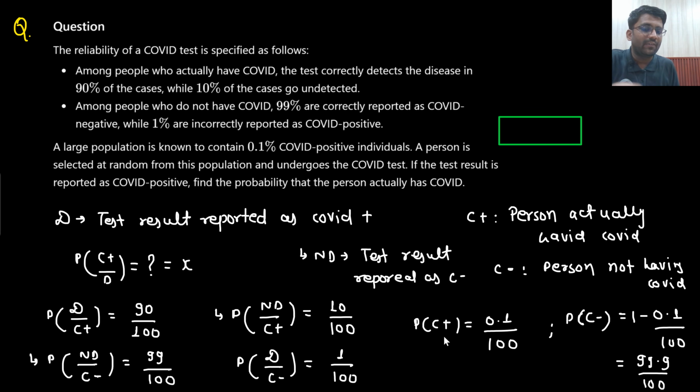And the probability of a guy having COVID, that is 0.1% of the chance, and the probability of a guy not having COVID, that is 99.9% of the chance. Is that understandable to you or not? Everything is understandable. What are we supposed to find out?